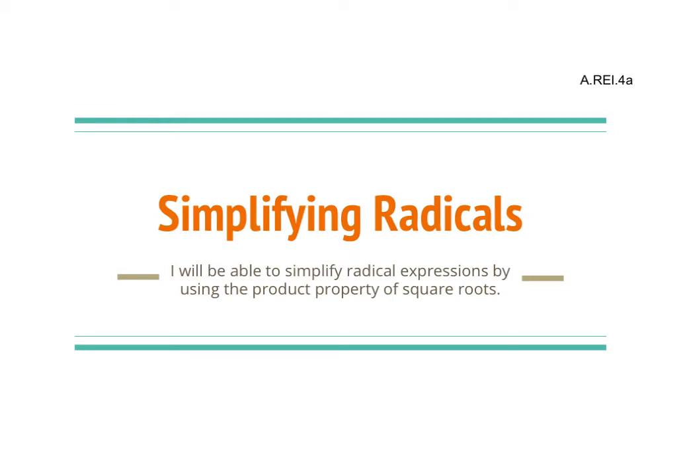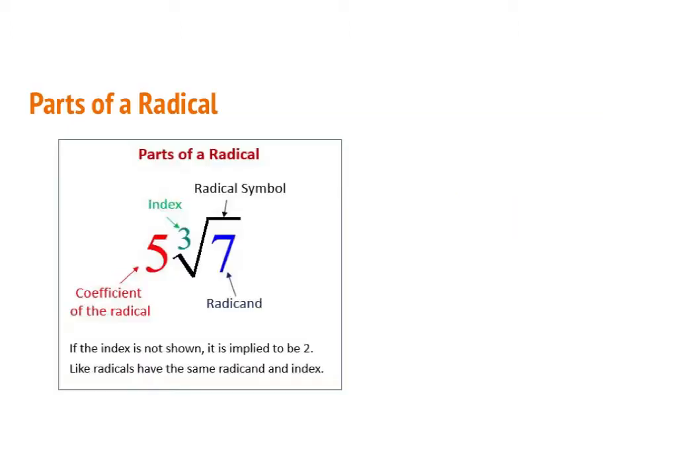Simplifying radicals. After watching this video, I will be able to simplify radical expressions by using the product property of square roots. So first we have to identify what is a radical. We've seen this little check mark looking thing, and that is known as a radical. And that would be the radical symbol.